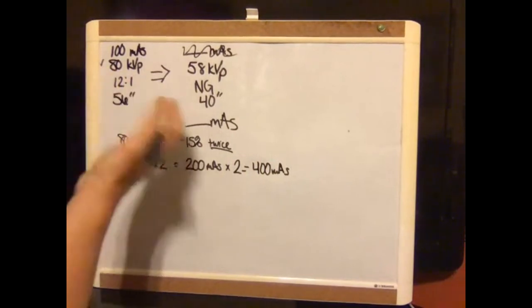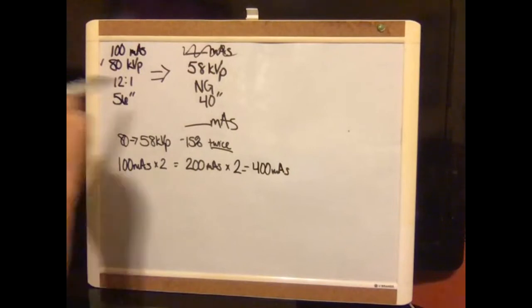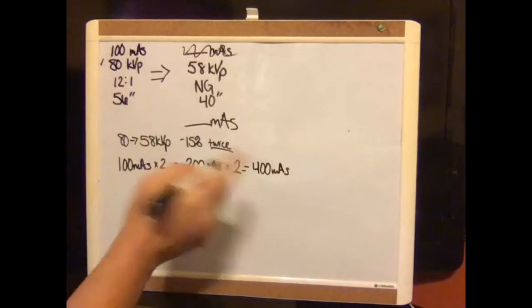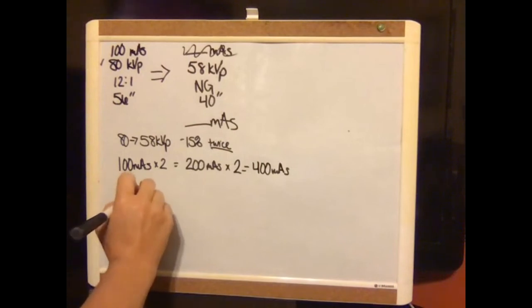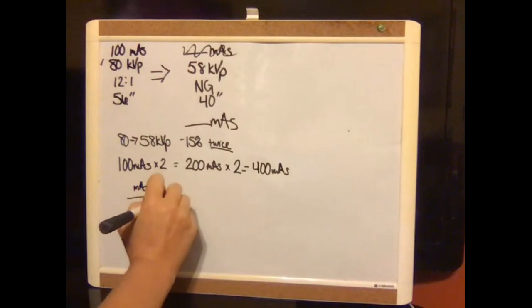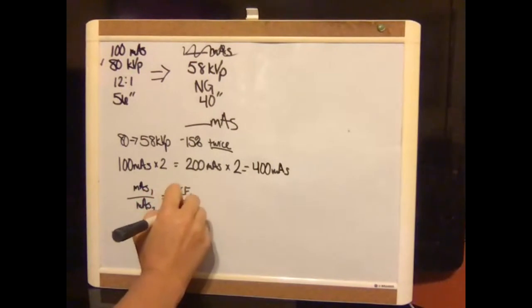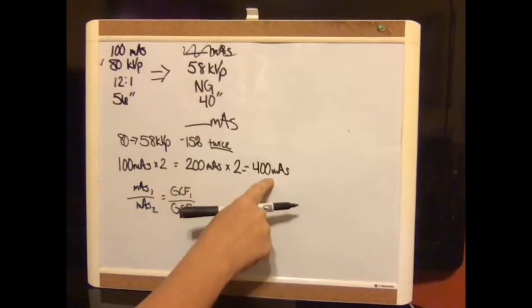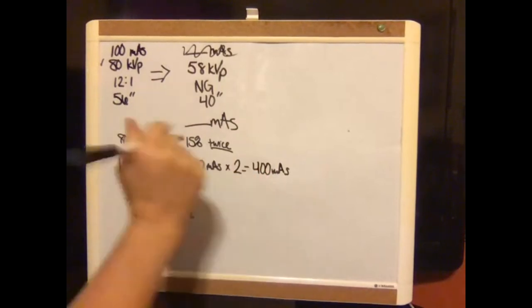Next, I like to treat this just like a list. What do we do next? We're going to account for our grid correction factor. Grid correction factor for a 12 to 1 grid is 5, no grid is 1, so we know it's going to decrease. So let's math it. We got mAs 1 over mAs 2 is equal to grid correction factor 1 over grid correction factor 2. So this is now mAs 1 because we're trying to find mAs 2 from this data.